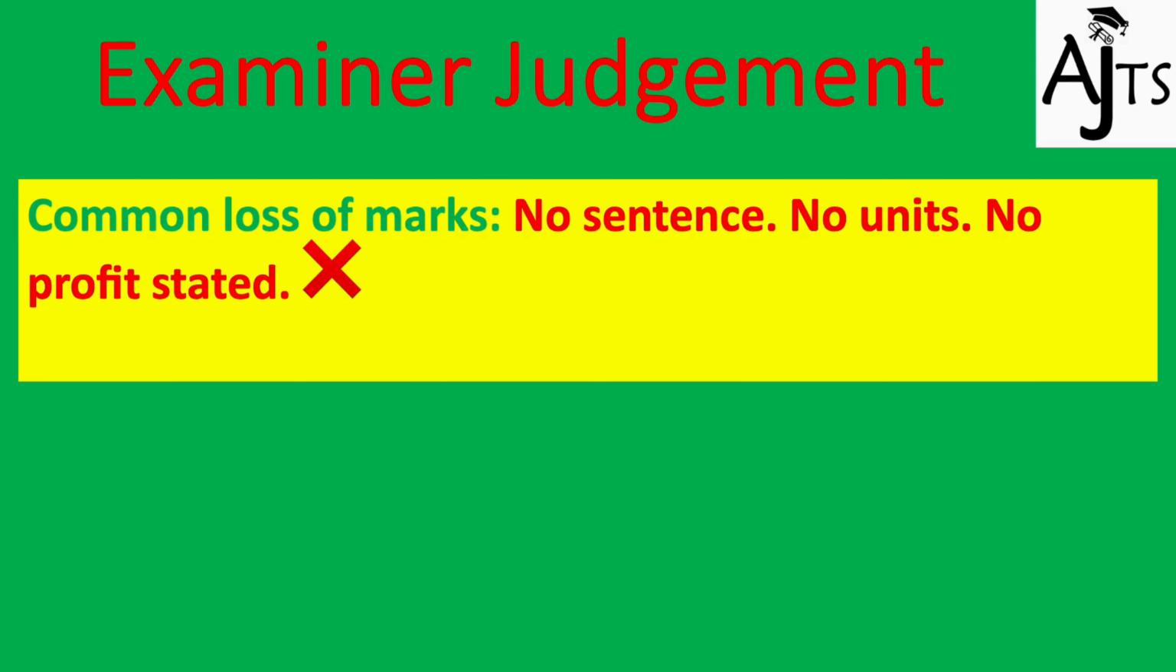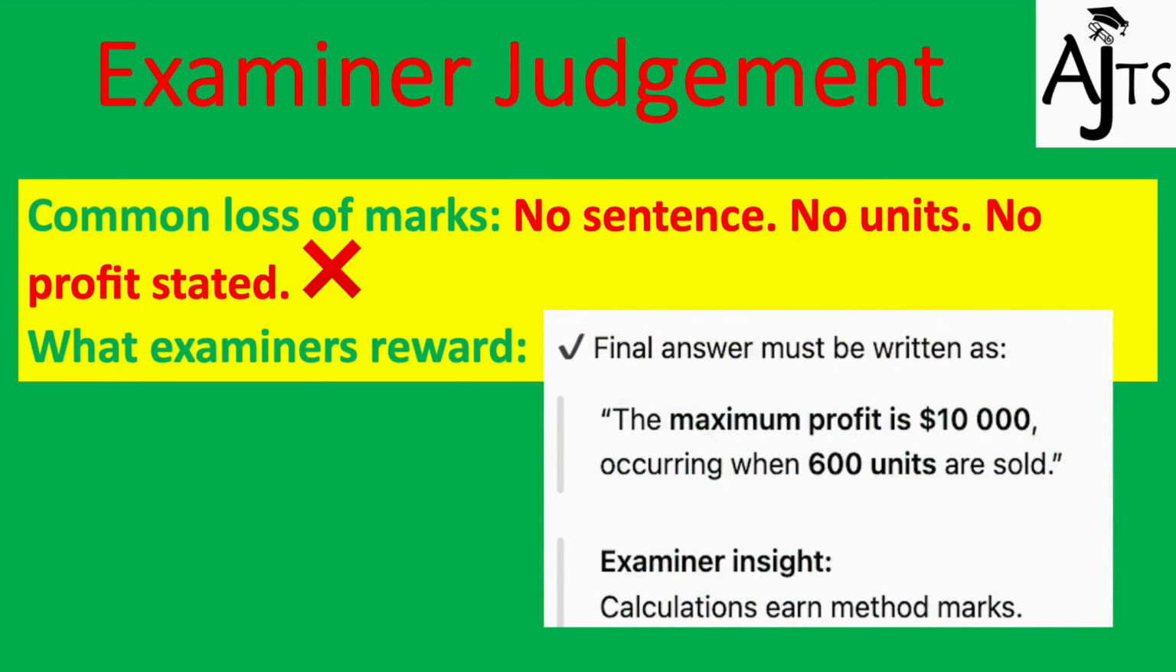What examiners reward? Your final answer must be written in full context. Not just a number, you must state the maximum value and when it occurs. For example, the maximum profit is $10,000, occurring when 600 units are sold. Examiner insight: calculations earn method marks, but clear, contextual statements are required to secure full marks.